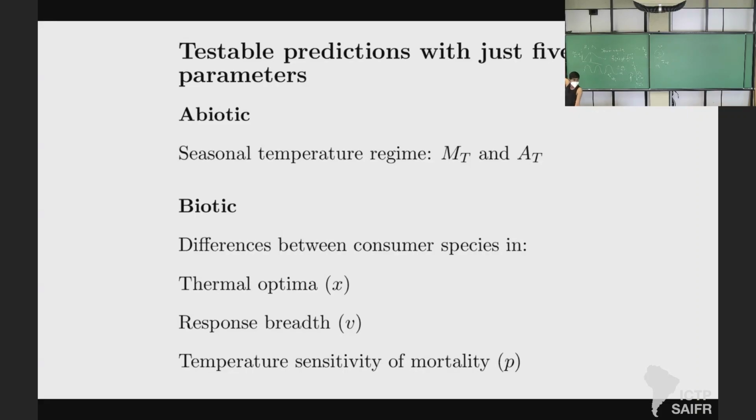MT and AT, and you need only 3 things. Differences between the consumer species in their thermal optima, response breadth, and temperature sensitivity of mortality. Those 3 things, X, V, and P. Okay?